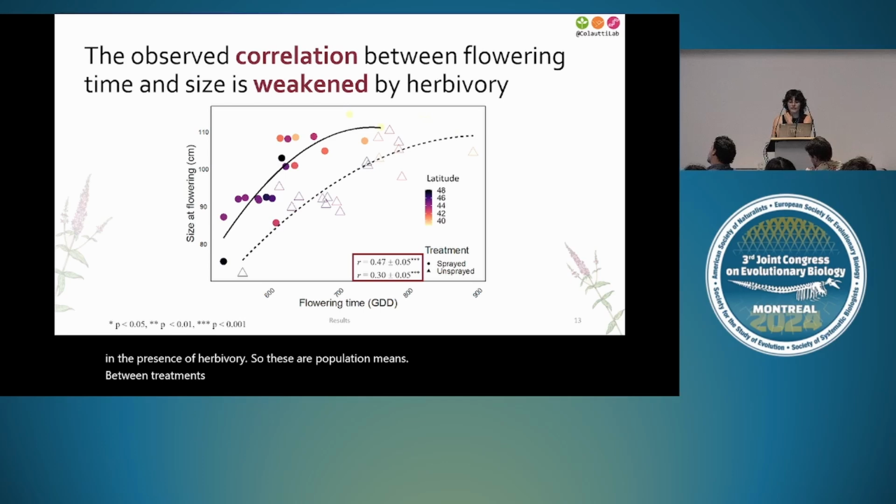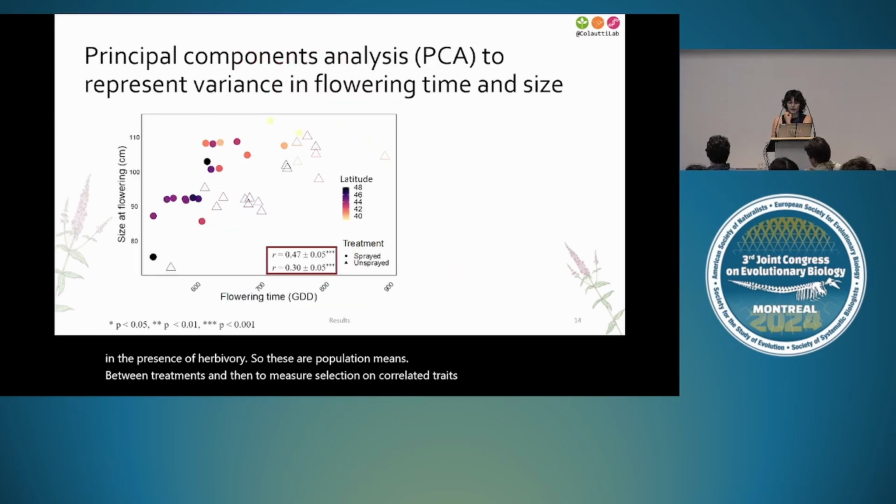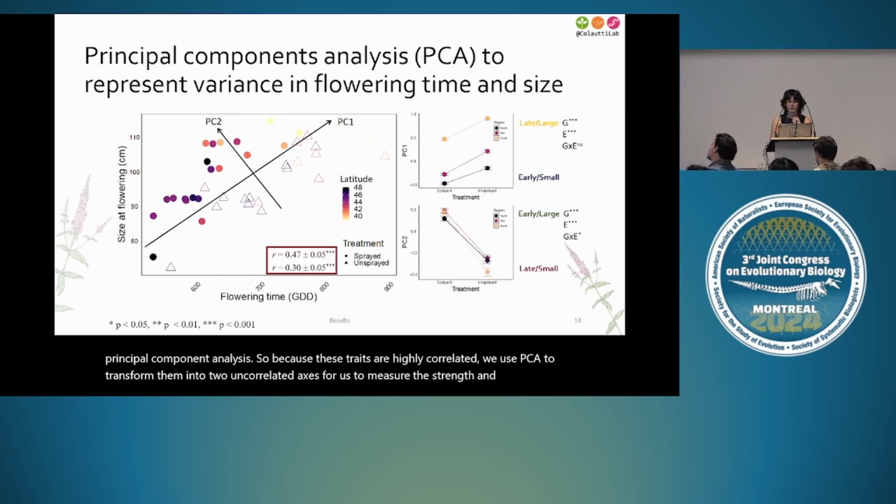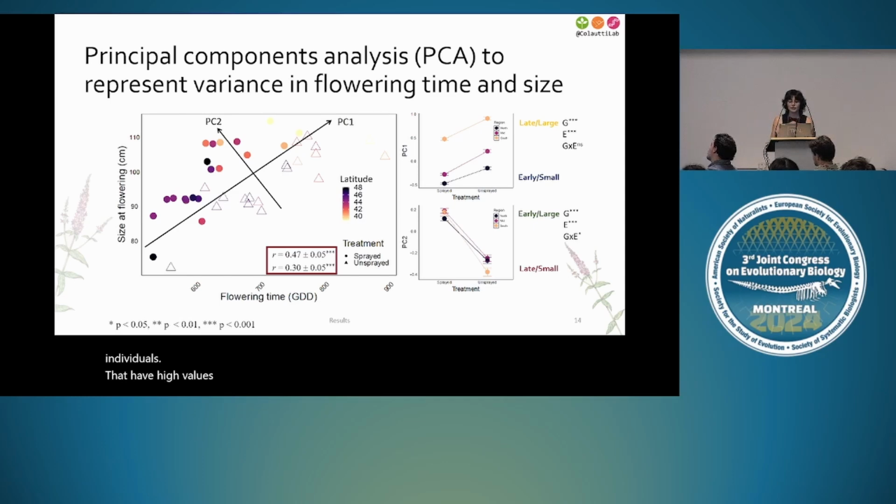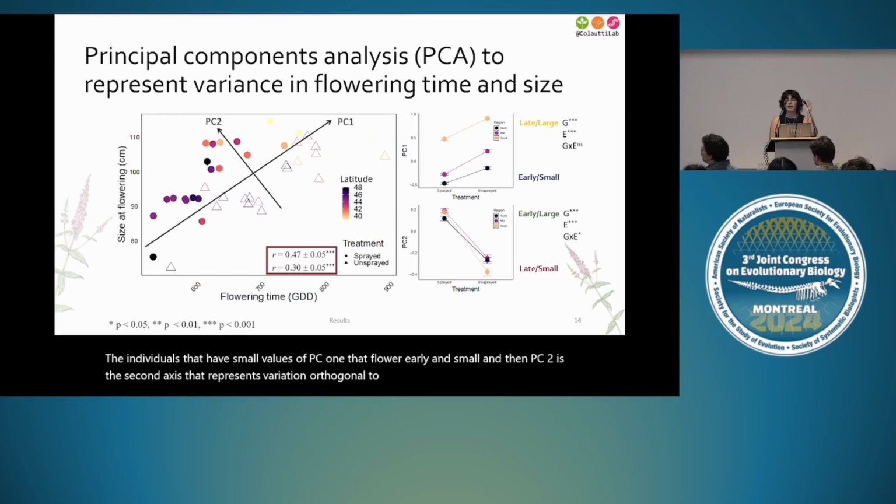And then to measure selection on correlated traits, we computed a principal component analysis. Because these traits are highly correlated, we use PCA to transform them into two uncorrelated axes for us to measure the strength and magnitude of phenotypic selection, where PC1 is the first axis of a PCA for flowering time and size, where individuals that have high values of PC1 flower late and large relative to individuals that have small values of PC1 that flower early and small. And then PC2 is the second axis that represents variation orthogonal to that expected flowering time and size correlation.